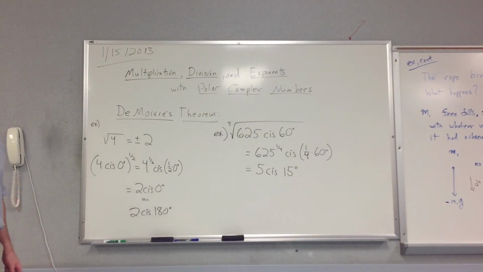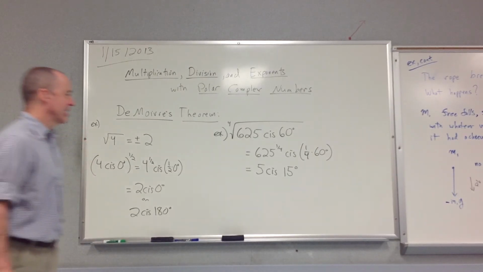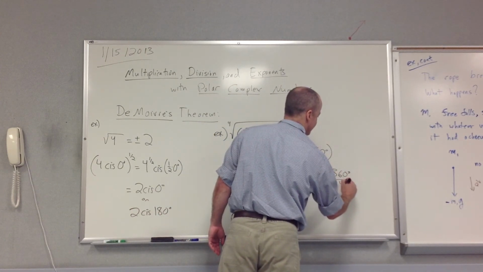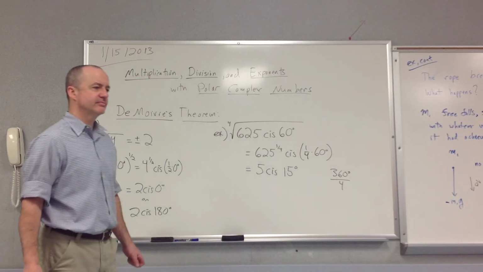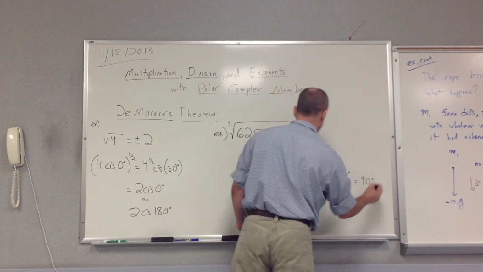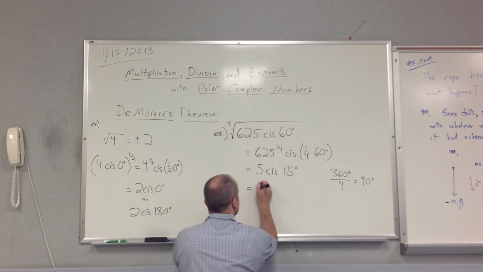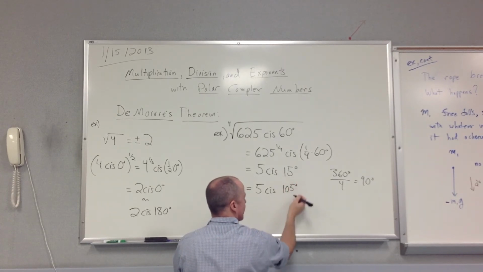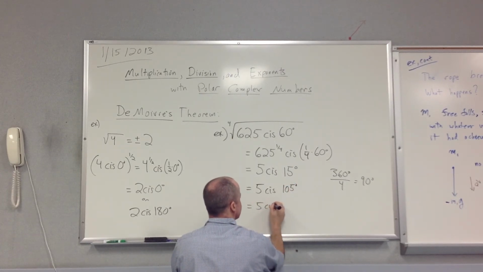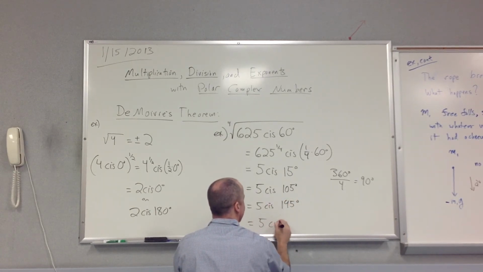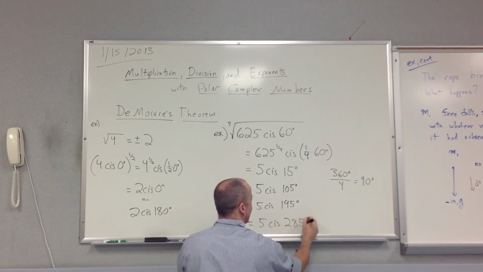How many other roots am I looking for? 3 more. 4 total. What is 360 degrees divided by 4? 90? Yeah, 360 divided by 4, that's 90 degrees. So my other answers are 5 cis, add 90 to that, 105. Double check me. Making silly mistakes today. 5 cis 195 and 5 cis 285.